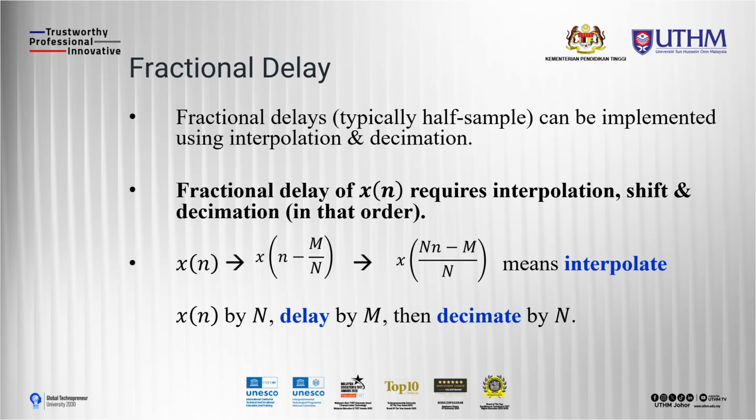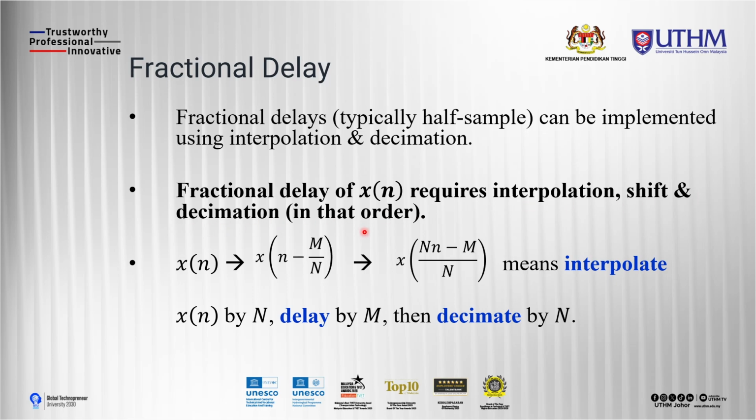Fractional delay. Sometimes we need to delay a signal by less than one sample, for example, a half sample delay. This is called a fractional delay. We cannot do this by simple shifting, so we must use 3 steps. But remember to follow the order: interpolation, shift, and decimation. This is the order that you need to follow.